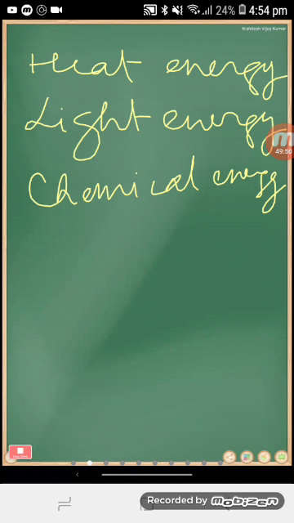Then we have geothermal energy. Thermal already means heat, but geothermal means the heat which is present inside the earth. We all know that inside the earth we have a tremendous amount of heat energy present, and if we are able to use that energy, harness that energy, we call it geothermal energy.